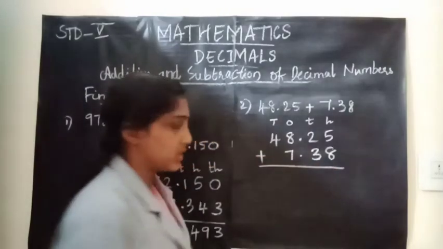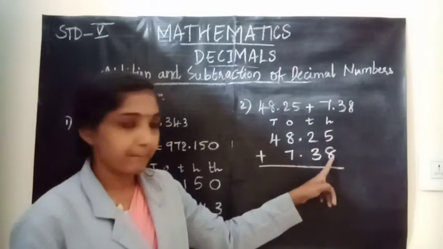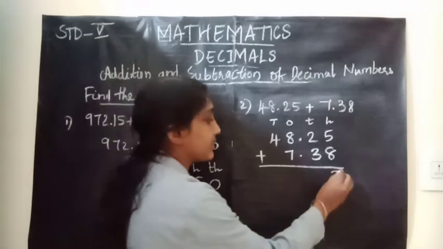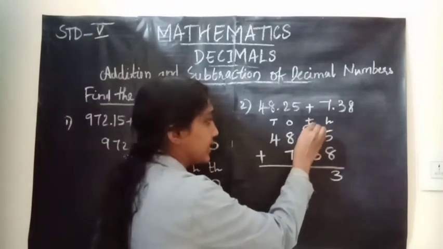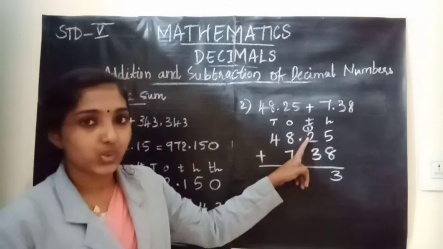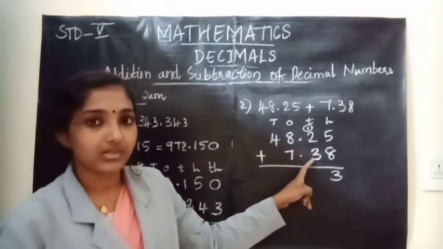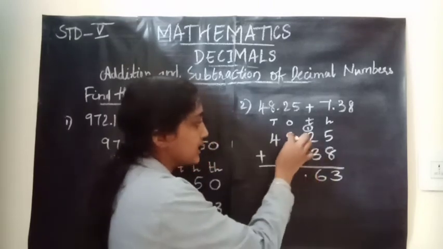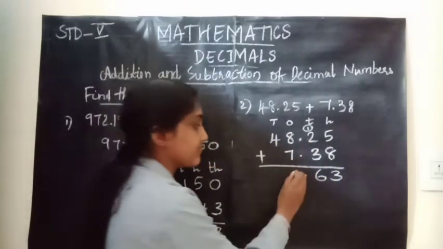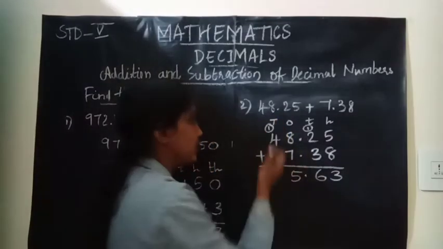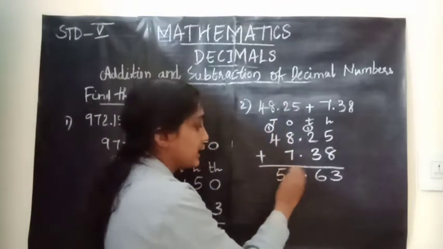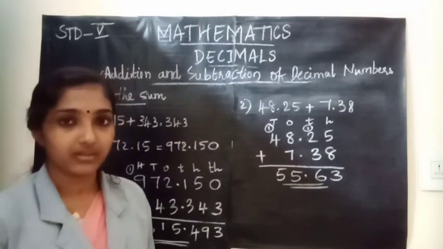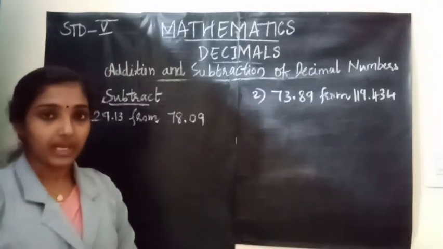Now we can do the addition here. It's 5 plus 8. 5 plus 8 makes 13. So we can write 3 here and 1 is carried to the next place. 1 plus 2 gives 3. 3 plus 3, it's 6. Then our decimal point. Then 8 plus 7 makes 15. 5 is written here and 1 is carried. 1 plus 4, it's 5. So our answer is 55.63.